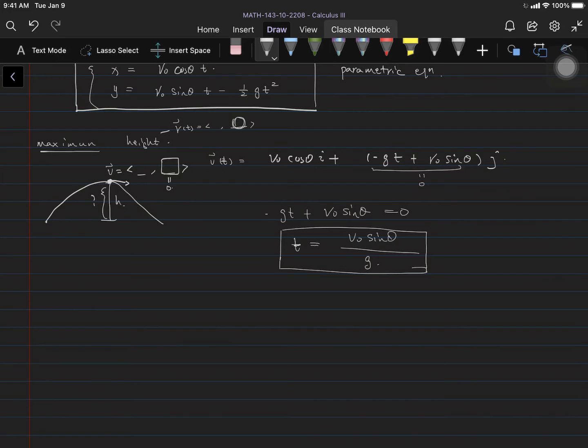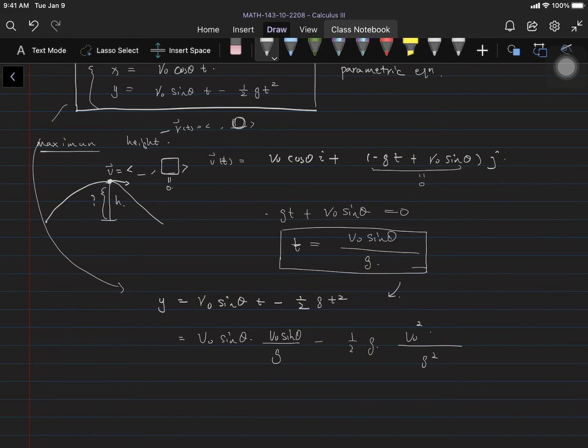Now we have t, and we are looking for the maximum height. Maximum height means the y value when we get to the highest position. So we look at the y value here: y equals v0 sin theta t minus 1/2 gt squared, and we plug this t into here. So v0 sin theta times v0 sin theta over g, minus 1/2 g times v0 squared sin squared theta over g squared. And then we can simplify.